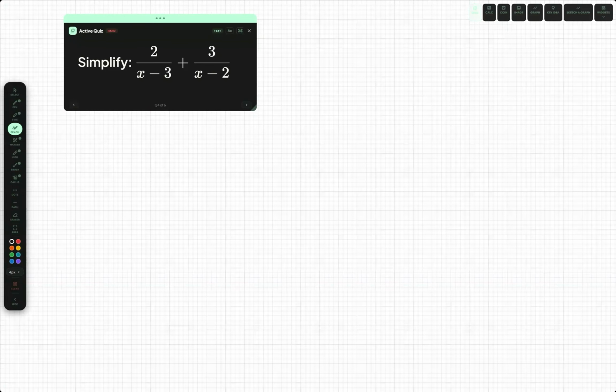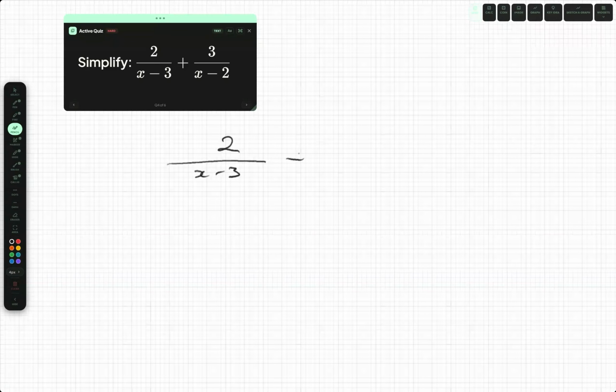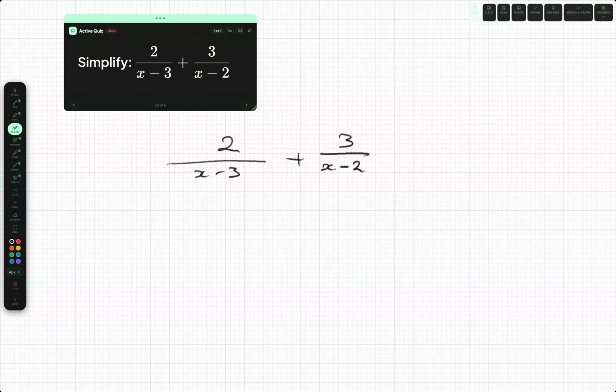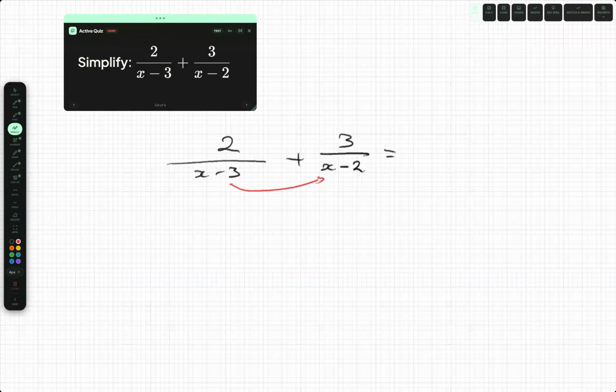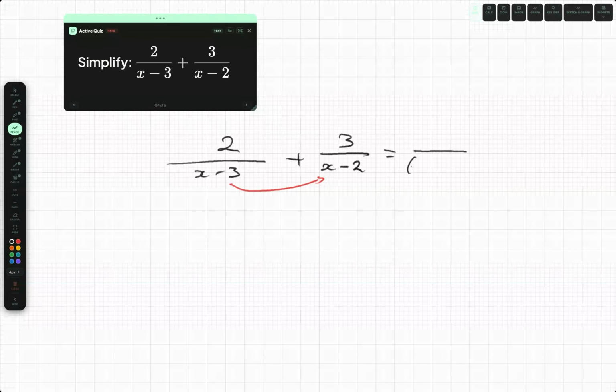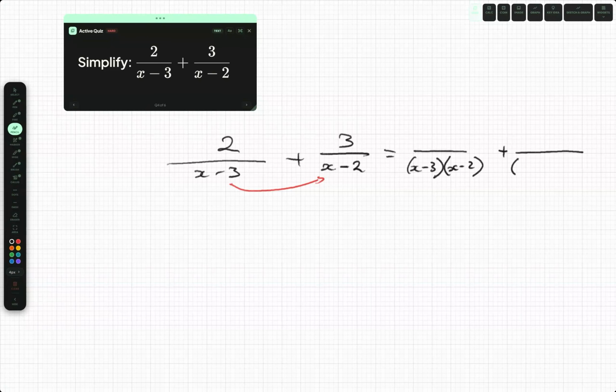Okay, next one, we have 2 over x minus 3 plus 3 over x minus 2. Right, same idea. We're going to multiply both of our denominators to find out what our desired denominator will be. So x minus 3 times x minus 2 plus another fraction, x minus 3, x minus 2. Okay, we've done that now.